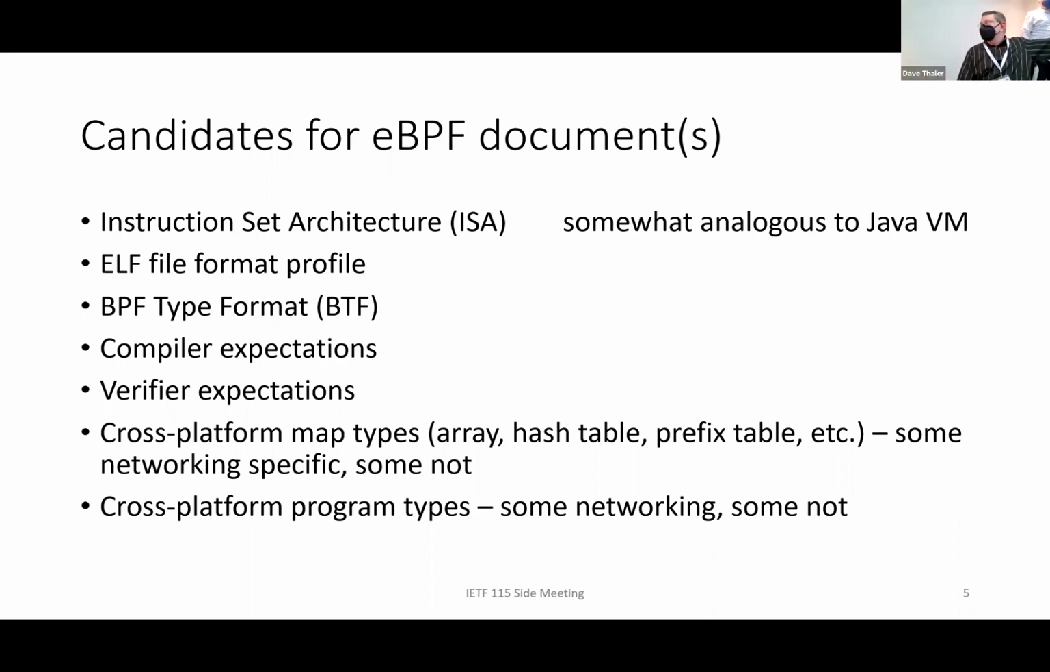I will continue reading, but hopefully now you can see it from the back of the room. All right. BPF type format, compiler expectations, verifier expectations, cross-platform map types, which in case you're fuzzy on what that means, different data structures, prefix tables and things like that. And then cross-platform program types, okay? Those are the 7 things that are potentially candidates for standardization. And they all should be standardized in the same place.